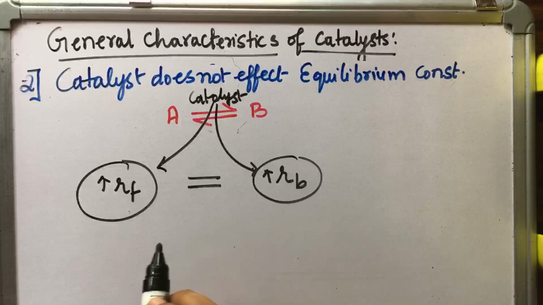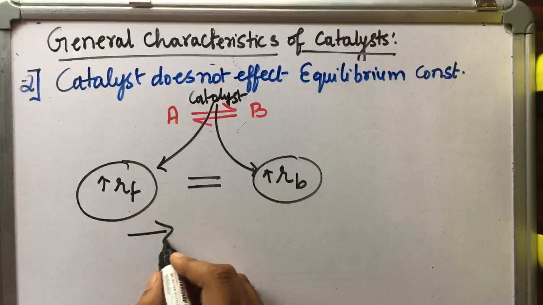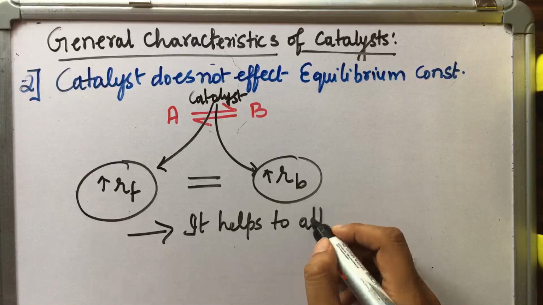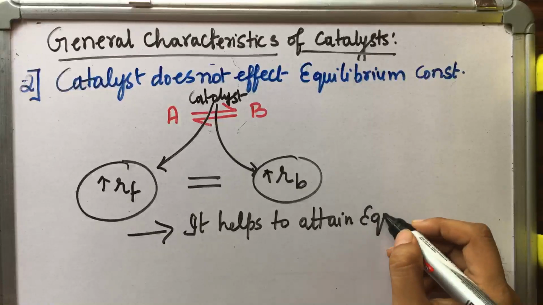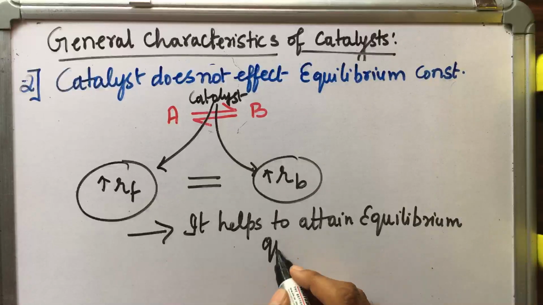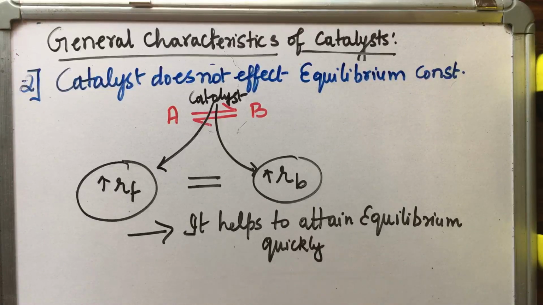So catalyst does not shift the equilibrium, but it helps to attain equilibrium quickly. I think this point is clear, students. Catalyst does not affect the equilibrium constant as it increases the rate of forward and backward reaction to the same extent. Then what is the use of a catalyst? It helps to attain the equilibrium quickly. So that is the second important characteristic property of a catalyst.